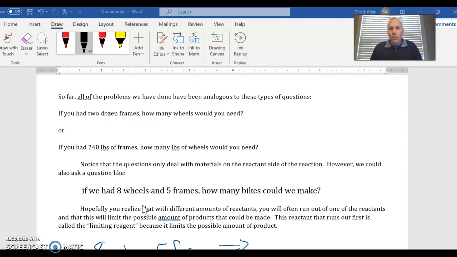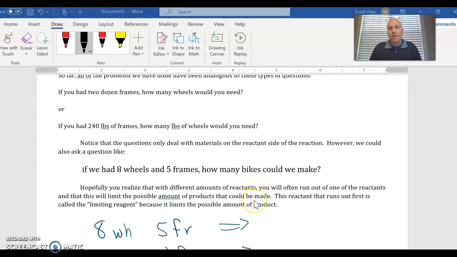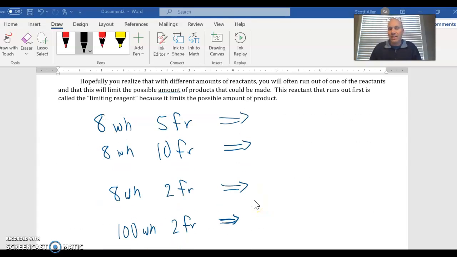So what this points to is this concept of a limiting reagent. This is when you're matching things up in a ratio, the thing that would run out first is what's called the limiting reagent. And the reason that they call it the limiting reagent is it limits the amount of the product that you could make. So let me just give you a couple of examples here.